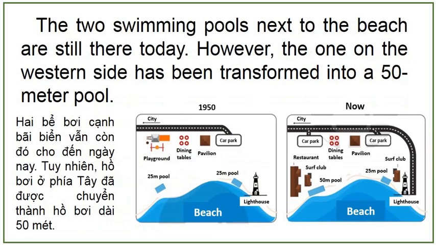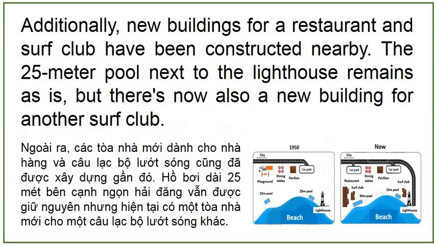The two swimming pools next to the beach are still there today. However, the one on the western side has been transformed into a 50-meter pool. Additionally, new buildings for a restaurant and surf club have been constructed nearby. The 25-meter pool next to the lighthouse remains as is, but there's now also a new building for another surf club.